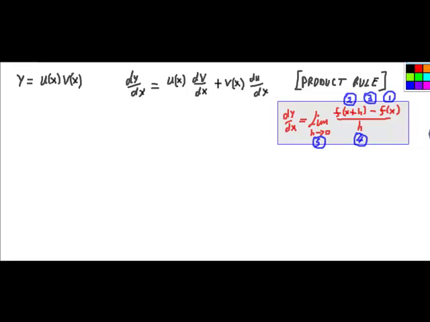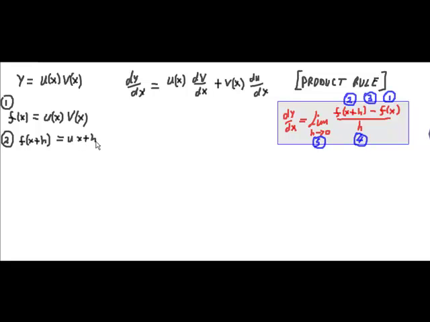So starting with step 1, f(x) stands for the function we're talking about, which is y in this case. f(x), so we'll label this as step 1, is equal to u(x) by v(x). Step 2, from our formula, is to get f(x+h), and this involves substituting in x plus h everywhere we see x. So it's u(x+h) multiplied by v(x+h).